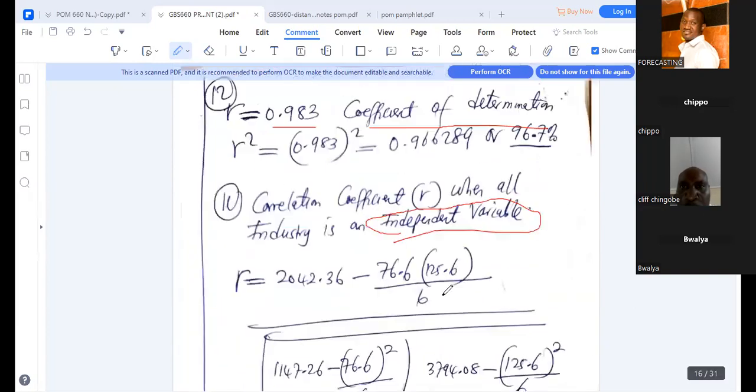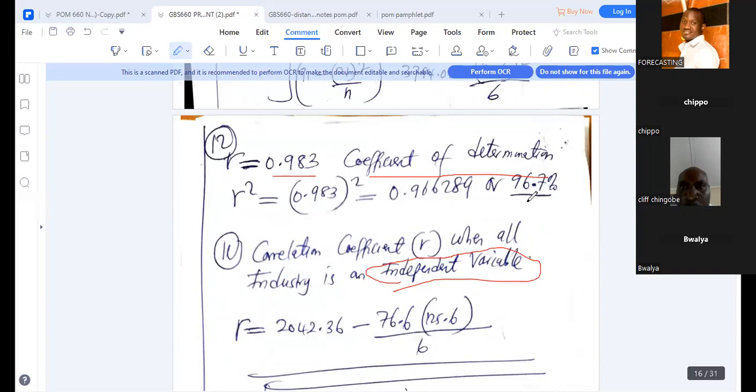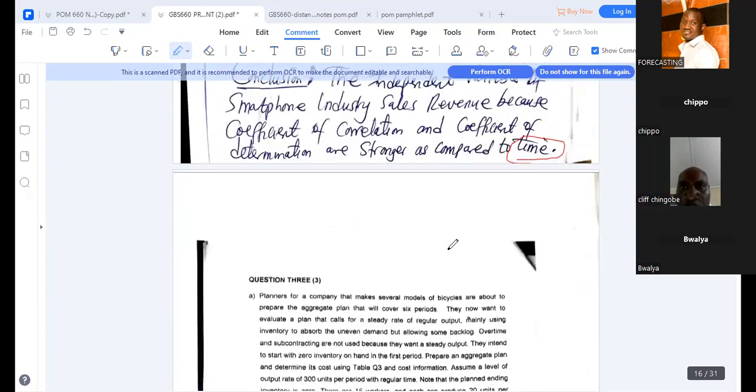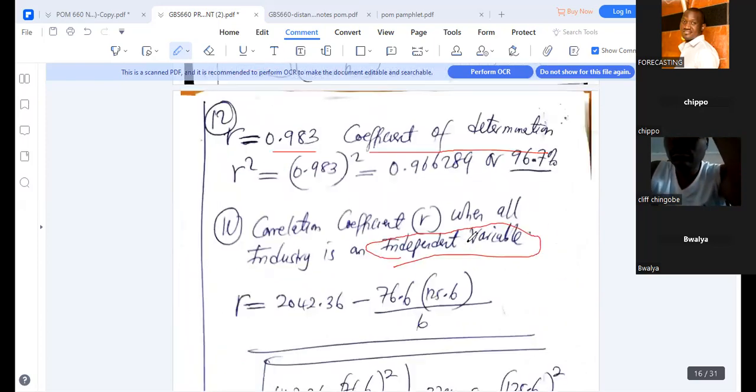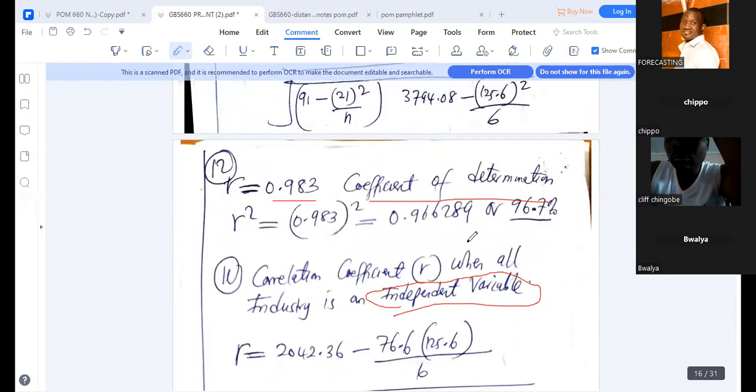So when time was there, it's 96.7%. And then when the oil industry was the independent variable, the coefficient of determination was actually 97.6%. So we can go for the oil industry because it has a higher coefficient of determination. So this marks the end of forecasting and the forecasting technique based on regression and correlation analysis.